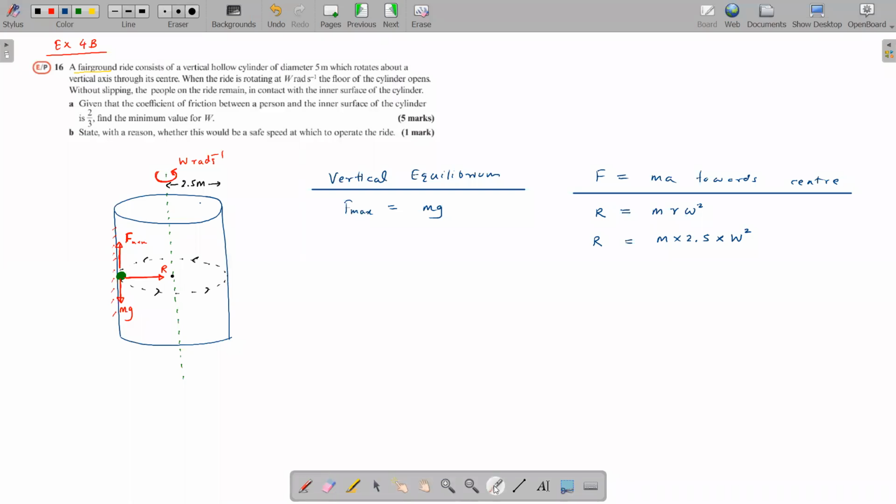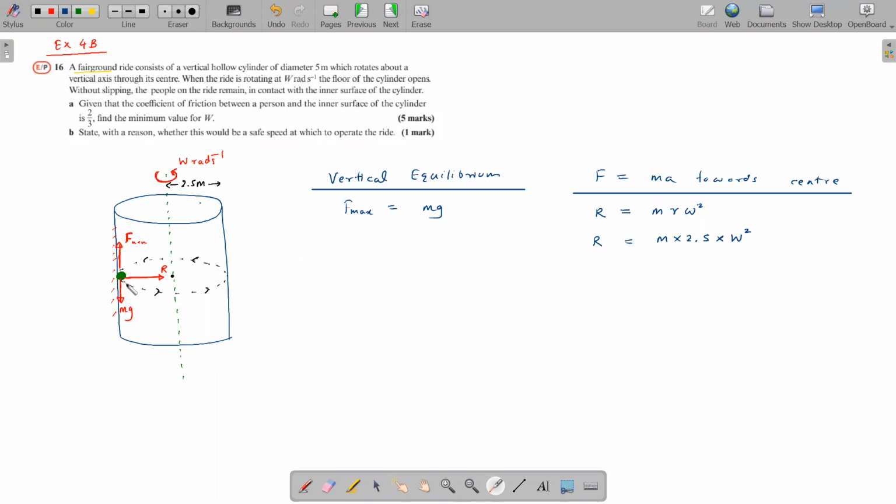And one more thing. Why did I use the F max here? The reason you need to understand why we go with the F max is because they're asking you to find the minimum value of W, the minimum angular speed. So you need to realize that it's the rotating speed that decides how much this person is contacting the surface.